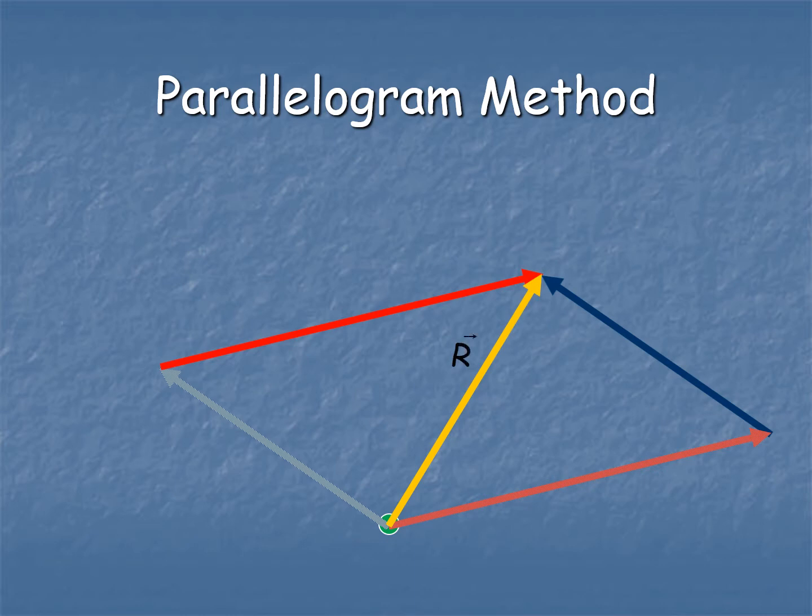Here's your resultant. If those two original vectors represented two forces acting on an object at the same time, the resultant shows you the direction that the object would be forced by the net force. So the resultant would be the net force in this case.